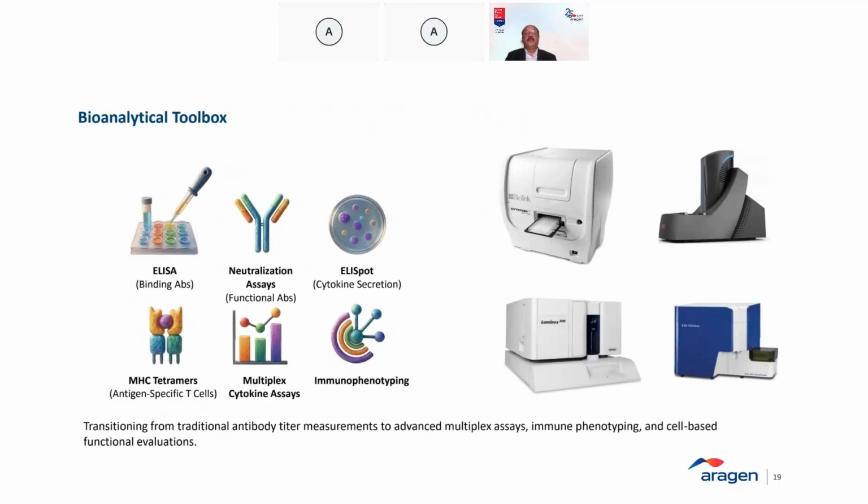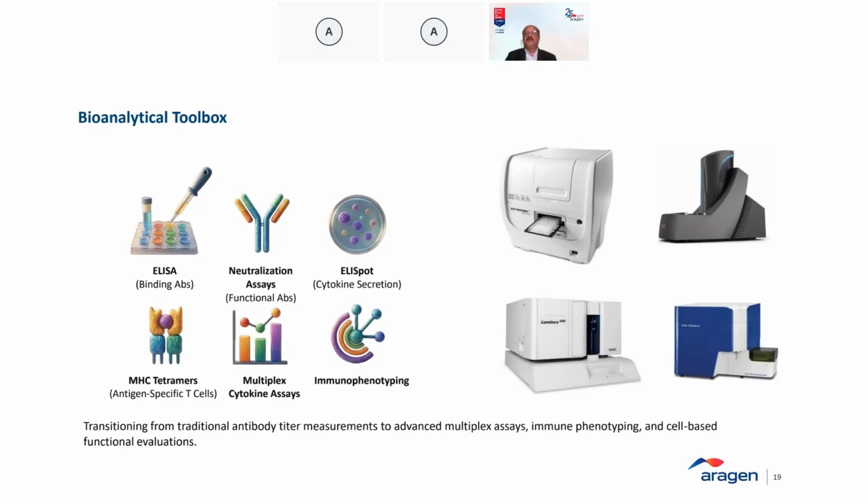This is the bioanalytical toolbox we use to do the analysis for immunogenicity. ELISAs are done to identify the binding assays. We do neutralizing assays using cell-based or in vitro systems to show the functions of these antibodies. ELISpot, as I've shown, is used to identify cytokine secreting cells and cell-mediated immunogenicity. MHC tetramers assay is used to look at the antigen specificity. Multiplex cytokine assays, as I showed earlier, is used to look at different serotypes and antibody subtypes. And immunophenotyping becomes critical if your vaccine is having an immunomodulatory activity.